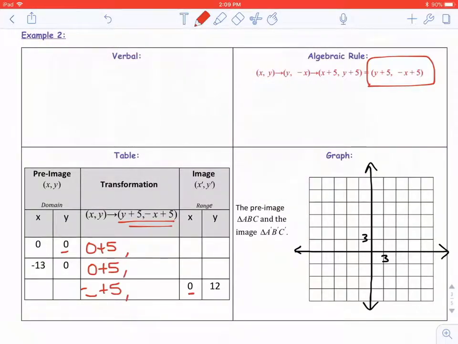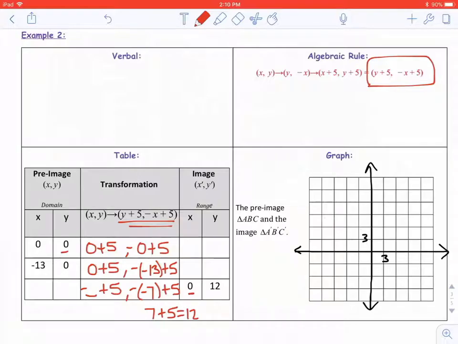We have negative x plus 5, so we'll do negative 0 plus 5. We'll do negative 13 plus 5. And then negative blank plus 5 would have given us 12. So 7 plus 5 would equal 12, and so we need to have a negative 7 that would fill in that blank for our problem.